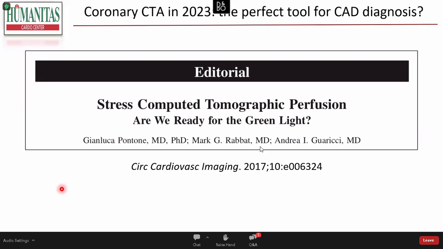And I think in my institution, I work in the largest or one of the largest cardiological hospitals in Italy, we are using CT perfusion. This is from my colleague Gianluca Montone, who was wondering, are we ready for the green light? Yes, I think combining CT angiography and myocardial perfusion is something that deserves a lot of attention.